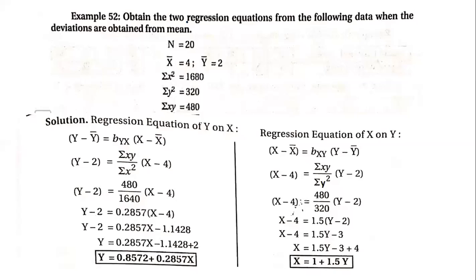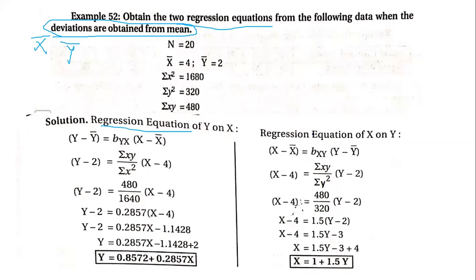Obtain the two regression equations from the following data when deviations are obtained from mean. Okay, this is very important to understand. When the deviations are obtained from mean, what they are trying to say is they have found out x bar and y bar. That's all. The deviations have already been found from x bar and y bar. So here they have directly given you the data and you just have to find the equation.